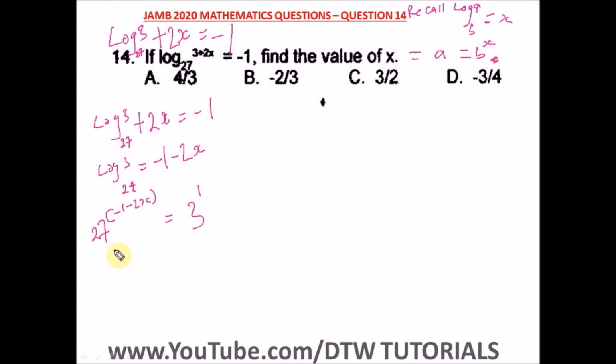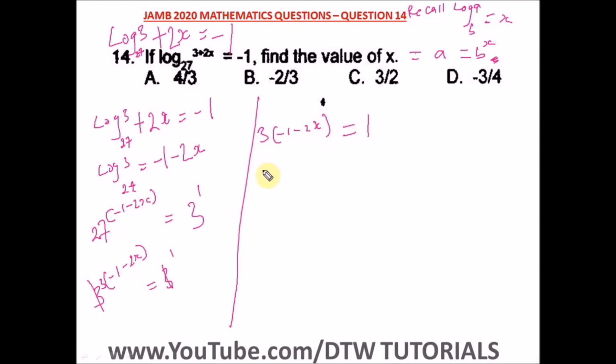So we find the initial form of this, same thing as 3 to the power 3 bracket minus 1 minus 2x close bracket equals 3 to the power 1. So this will cancel this because they are the same, leaving us with 3 bracket minus 1 minus 2x close bracket equals 1. Open the bracket, we have minus 3 minus 6x equals 1.